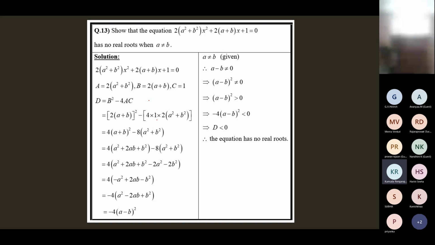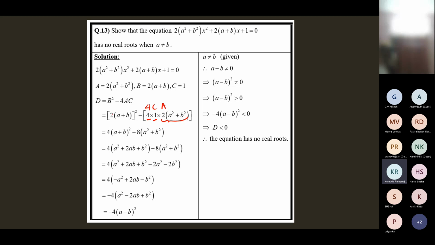Minus 4AC. 4 into A into C. I think by mistake I put the 1 for C in the front. It's actually into 1 here, children. This is 4 into C into A. It's the same, 4AC, 4CA, both are the same. So we are finding now.